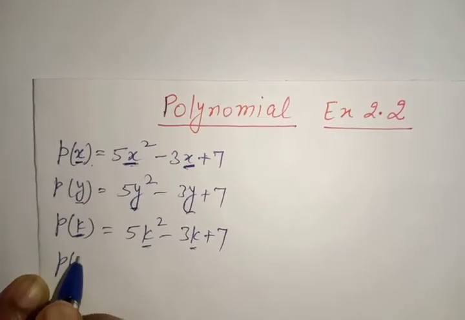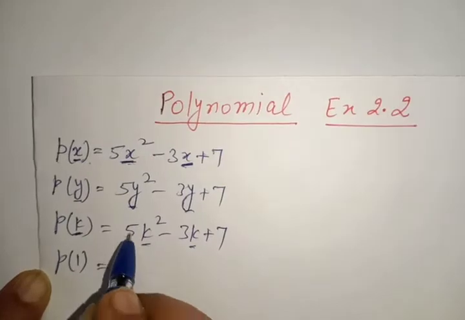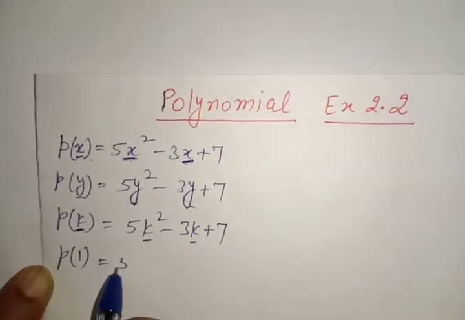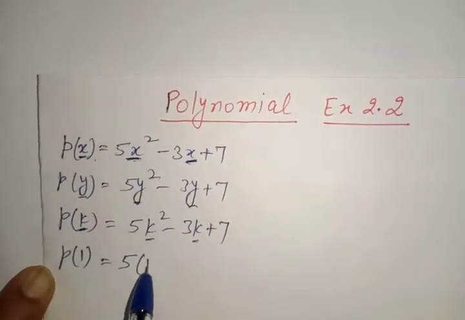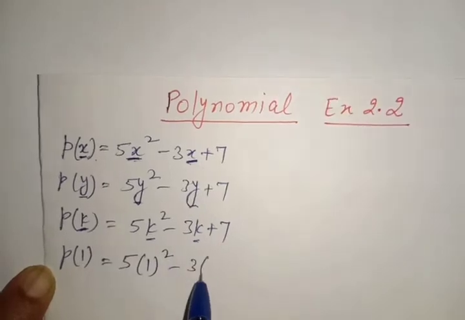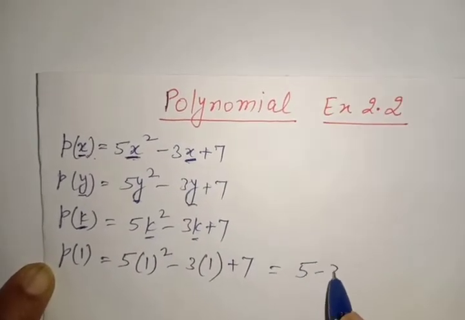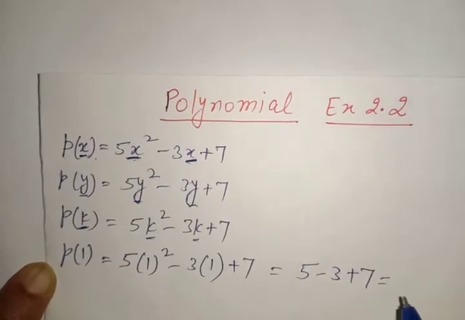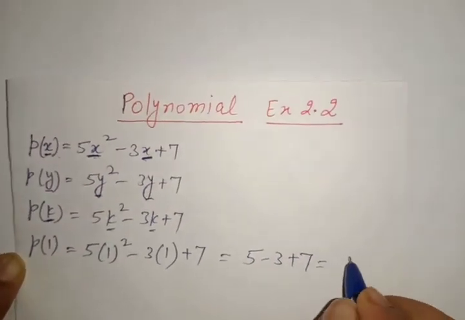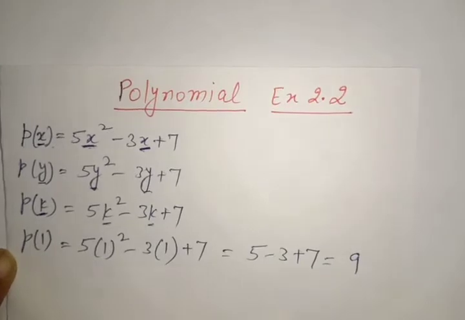Suppose I write p of 1. Then p of 1 means 5. In place of x, I need to write 1. Here also, I need to write 1, then 7. After solving it, I will get 5 minus 3 plus 7, which is 9. I hope it is clear to you.